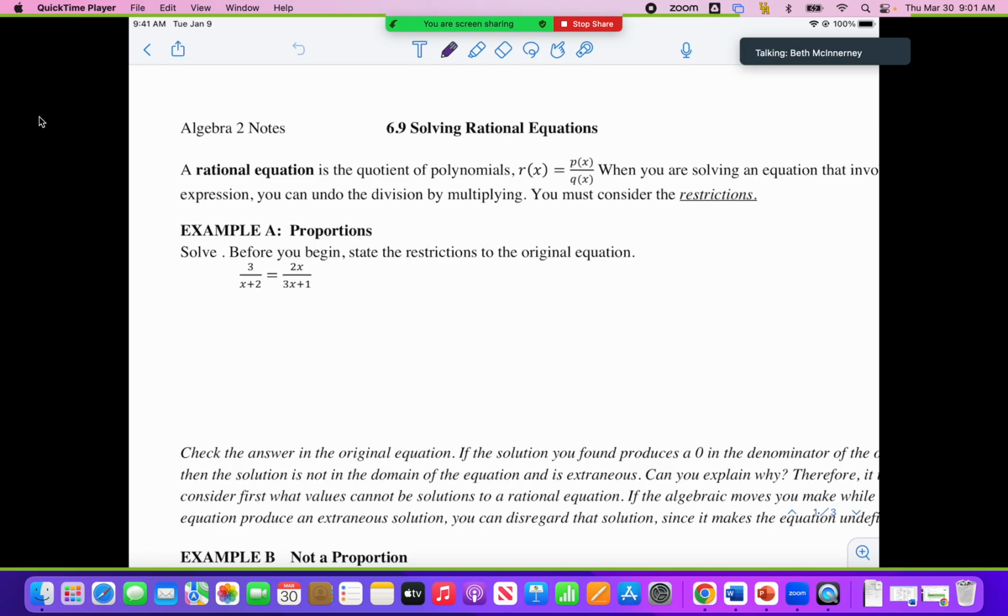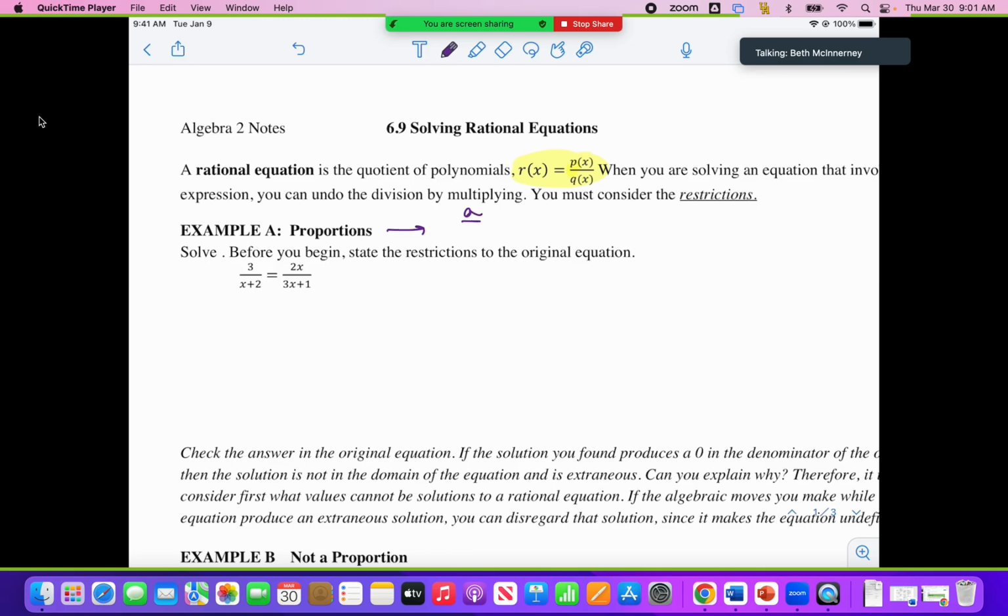Look at solving rational equations. So use your highlighters with me. And a rational equation is where you have a quotient of two polynomials. So in example A, we're going to start with a proportion, and let's define that.